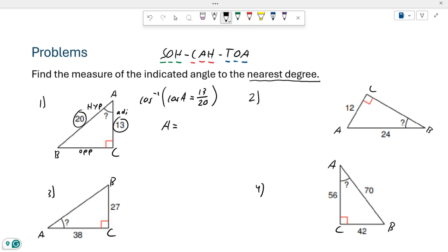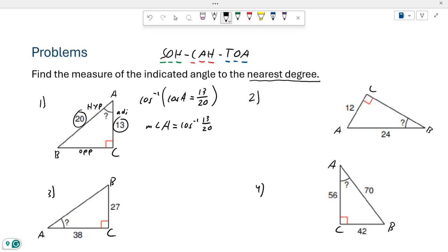Now, whatever I do to the left-hand side, I have to also do to the right-hand side. So because I took my inverse cosine of the left, I have to also take it on the right. Just like if I subtract 3 on the left, I have to subtract 3 on the right. If I multiply the left by 10, I have to multiply the right by 10. So there's my answer, right? A, the measure of angle A, which is what we're looking for, is the inverse cosine of 13 over 20. Now, we want to round this to the nearest degree.